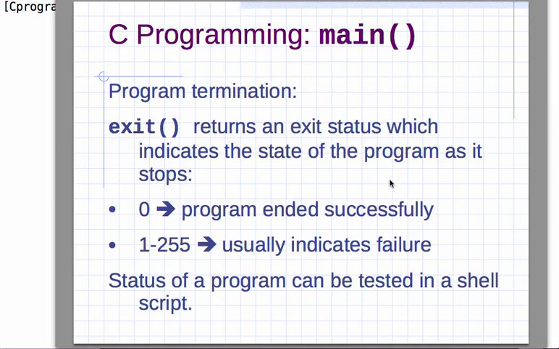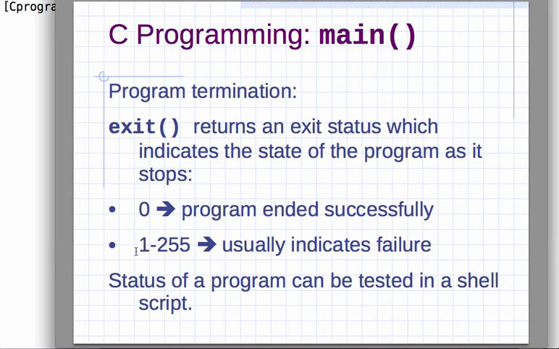Okay, so exit returns an exit status, which indicates the state of the program as it stops, and 0 means the program ended successfully. Anything from 1 to 255 indicates failure. You can actually use negative numbers, but those are translated to a single byte, and that's the standard. So you can say -1, but I think it'll be translated to 255, and that indicates a failure.